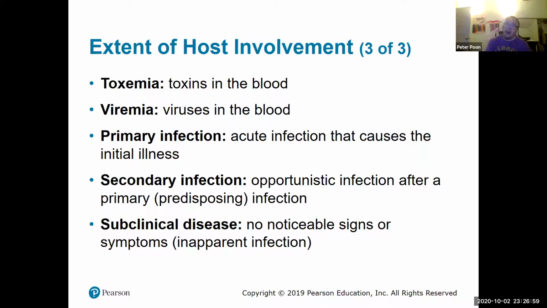So primary infection is an acute infection that causes the initial illness. Okay. Secondary infection is an opportunistic infection after a primary infection. Like, for example, if you have a bad cold, you're at risk to develop pneumonia. Pneumonia will be the secondary infection after a primary infection, which is the cold.